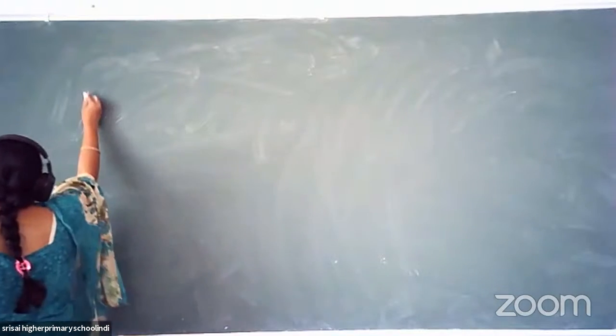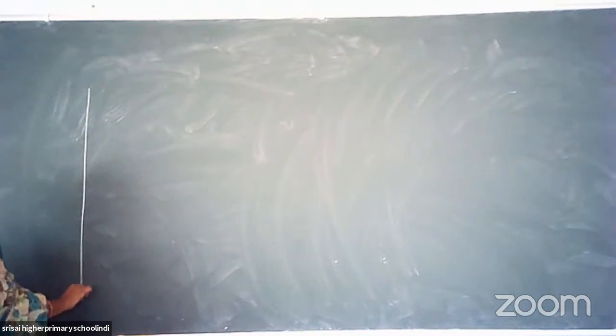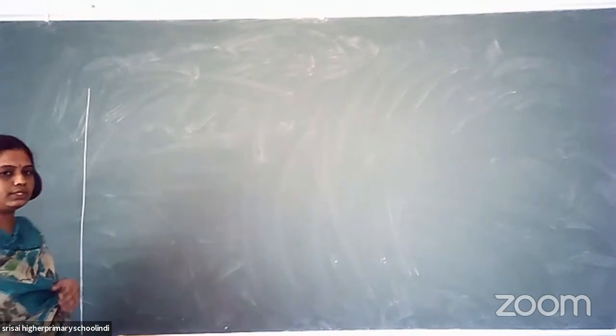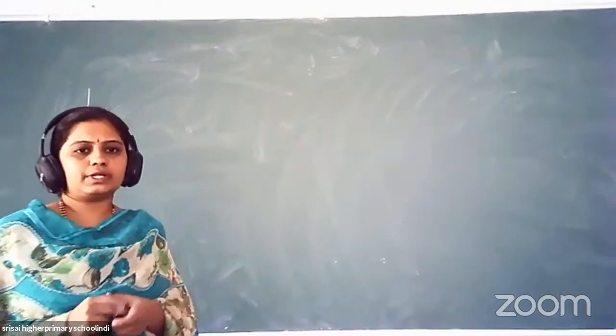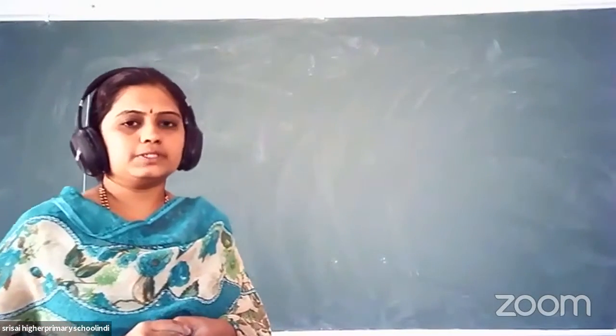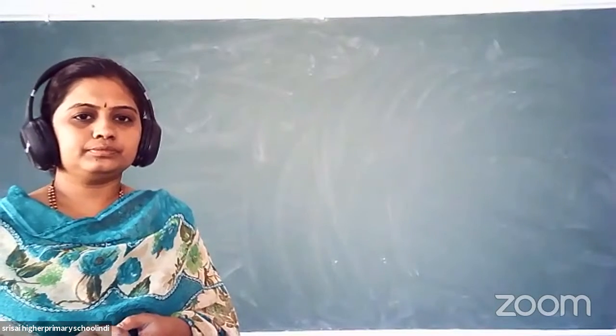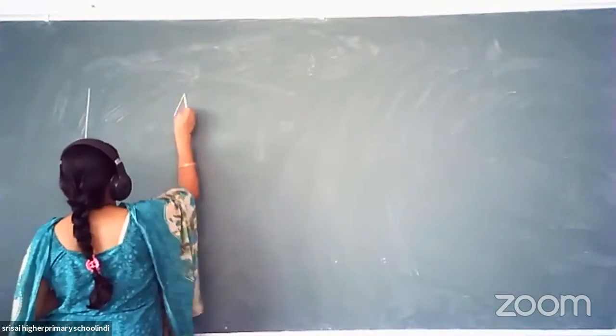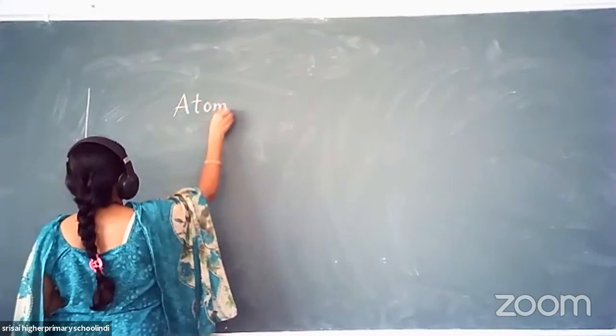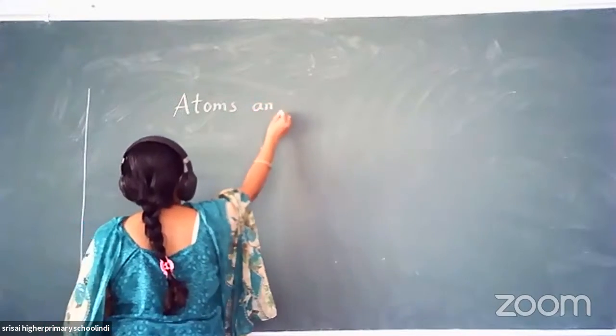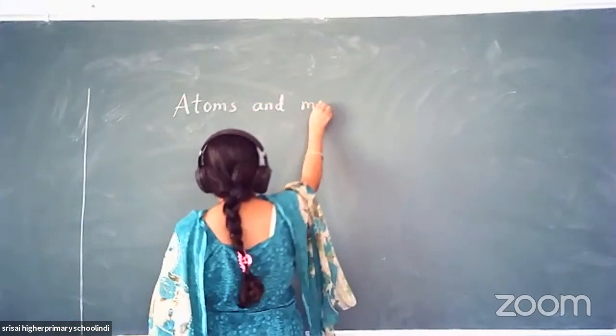So now the next chapter is, what is the next chapter, students? Chemistry. We come to the chemistry lesson, students. The first part of your science chemistry. What is the third lesson? Third chapter. Atoms and molecules.